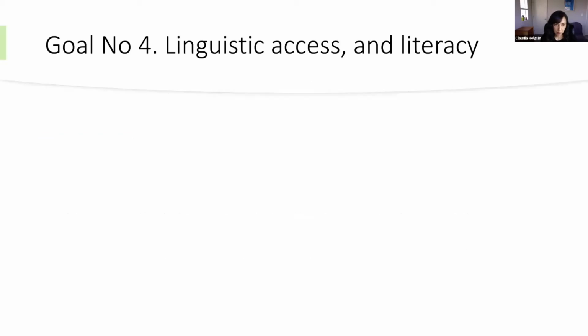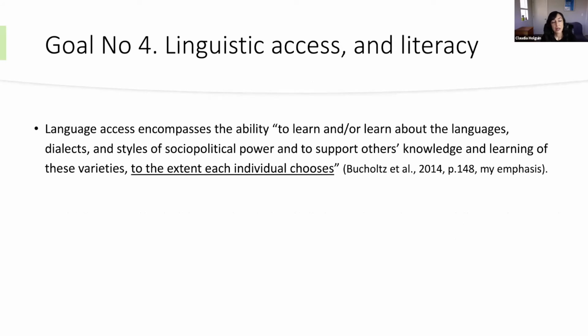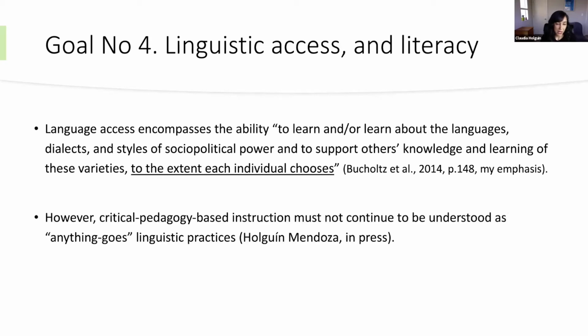This is similar for the fourth goal, linguistic access. Linguistic access encompasses the ability to learn and or learn about the languages, dialects, and styles of sociopolitical power, and to support others' knowledge and learning of these varieties to the extent each individual chooses, not the teacher or educators, but the learner.